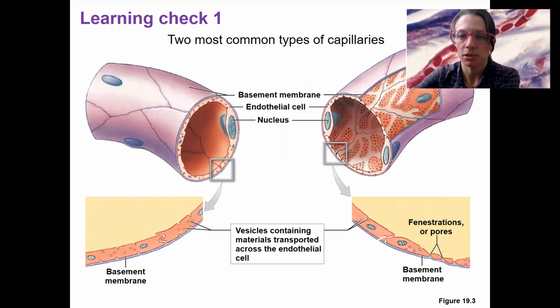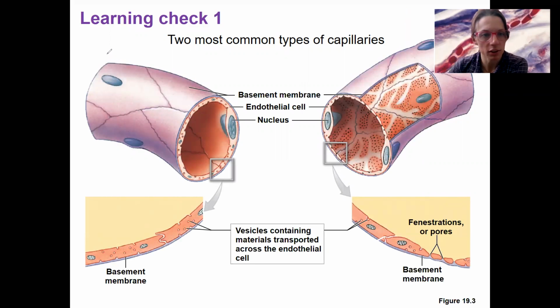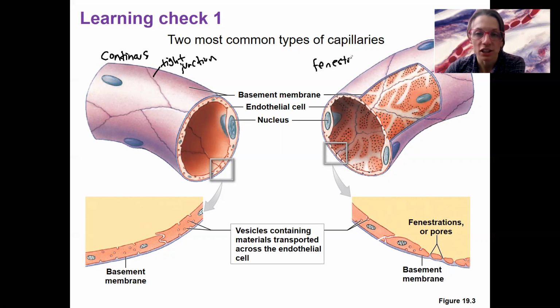The 2 most common types are continuous, that's over here, where the cells are continuous, like right next to each other, tight junctions in between adjacent cells. And the other most common type is fenestrated. There are fenestrations or pores in between the adjacent cells. And you can see this down here. There is some space in between each cell, but they're a lot tighter and there's not these holes, these pores, which are fenestrations.